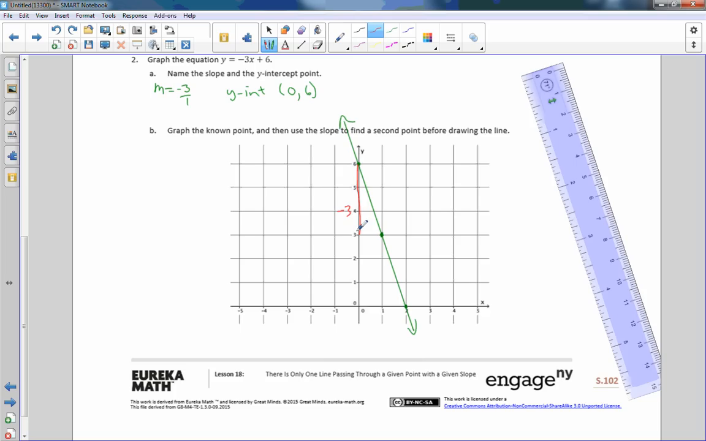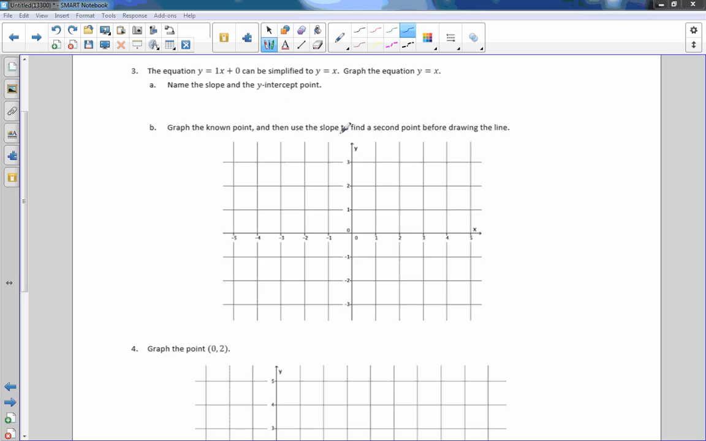That went down 3. So actually it's a distance of 3. So I'll just leave that as 3 because distance can't be negative. And a run of 1. So down 3, right 1. Since we're going down from left to right, descending, it is a -3. Okay, try 3, pause the video, come back, and then we'll see how you did.